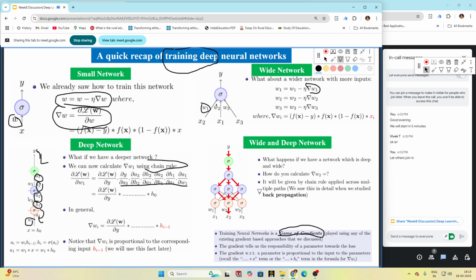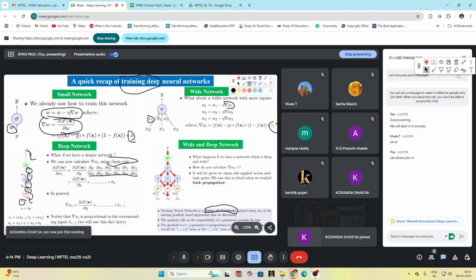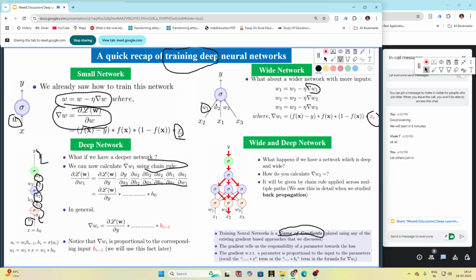So that is why it always tells the responsibility of a parameter, that is W, with respect to the loss. The gradient with respect to a parameter is proportional to the input of the parameter. Like, the gradient is always proportional to the input. So that is another thing. This is a quick recap of training of a deep neural network, and for more you can revise this week's third lecture, in which I discussed in detail how we can update the weights and bias parameters, so you can easily understand. This is a quick recap of whatever we have learned so far.